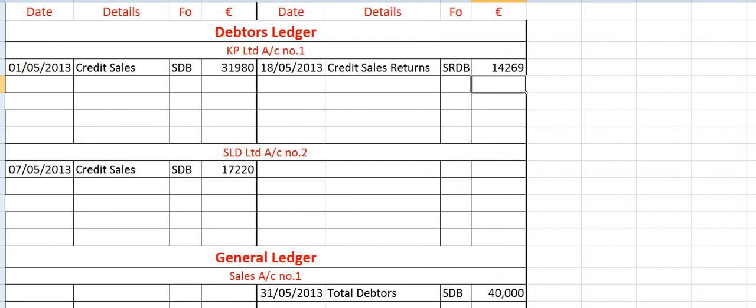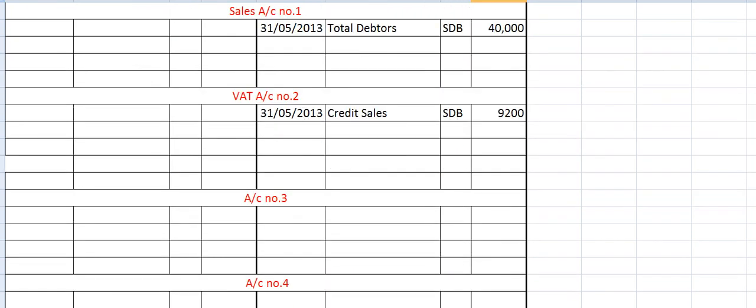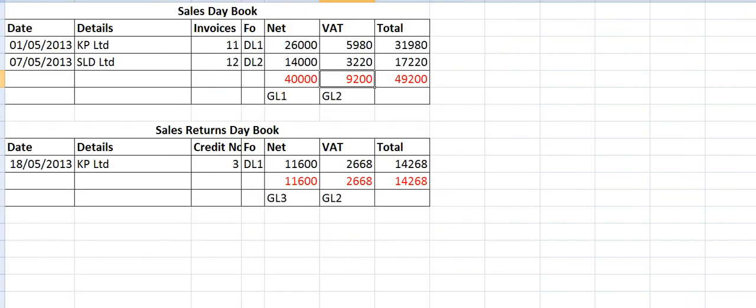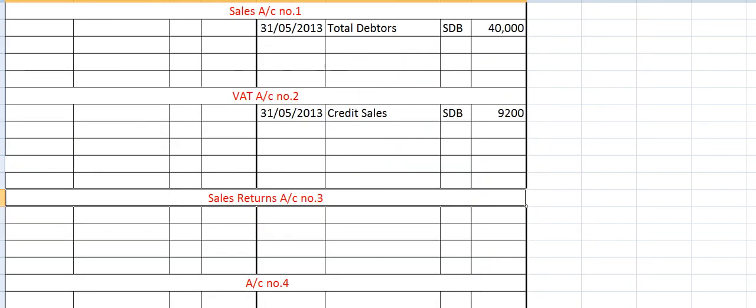Sorry, that should be 8. 14,268. So I now have 14,268 of credits. I need 14,268 of debits, and they're going to come down here in 2 accounts. Skip 4 lines under there and open a sales returns account. Okay, and into that sales returns account is going to go one figure here, GL3, general ledger account number 3, this figure here of 11,600. So you're going to have 11,600.